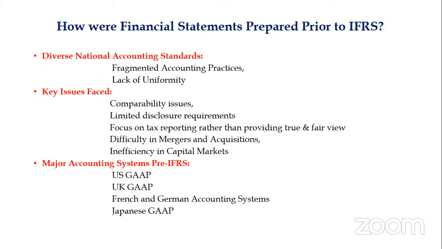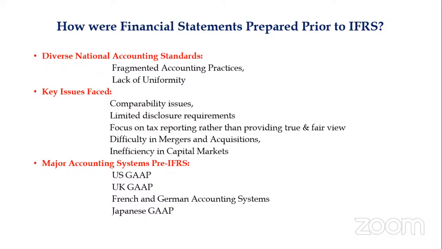Later, what happened? In 1973, professional accounting bodies from Australia, Canada, France, Germany, Japan, Mexico, Netherlands, UK and US agreed to form an IASC. IASC stands for International Accounting Standards Committee. They formed it in the month of June 1973. The main objective of forming this IASC is to adopt IAS, International Accounting Standards.